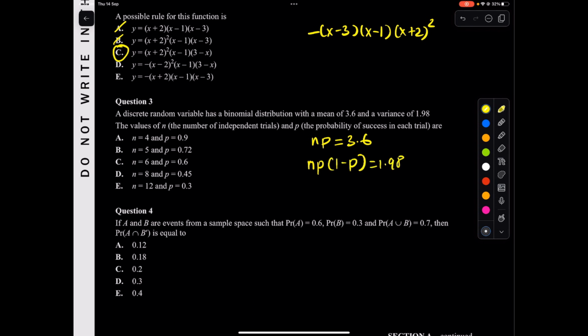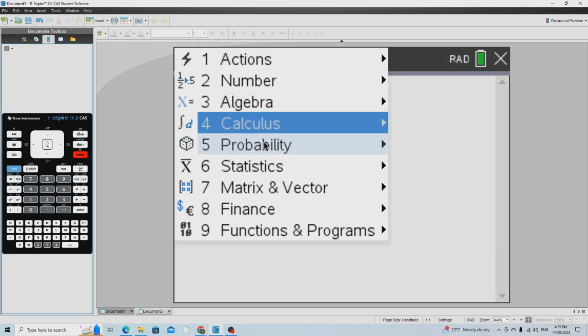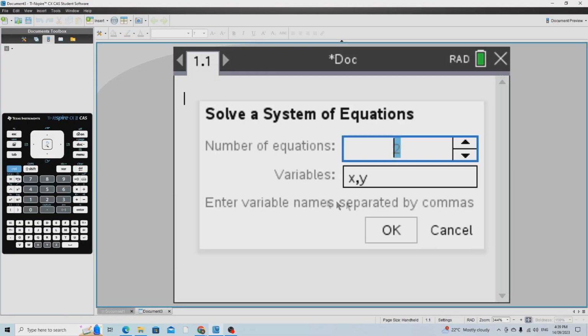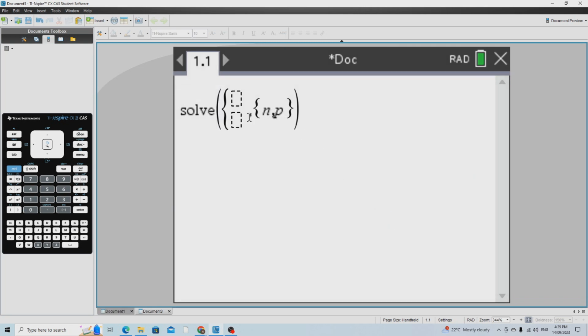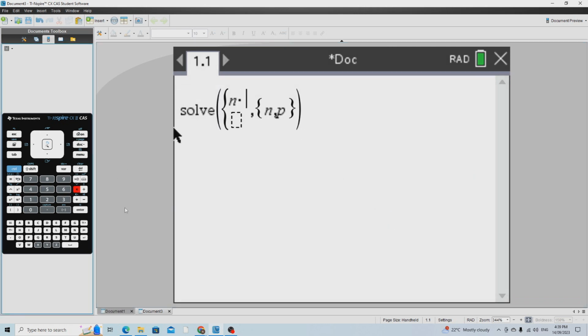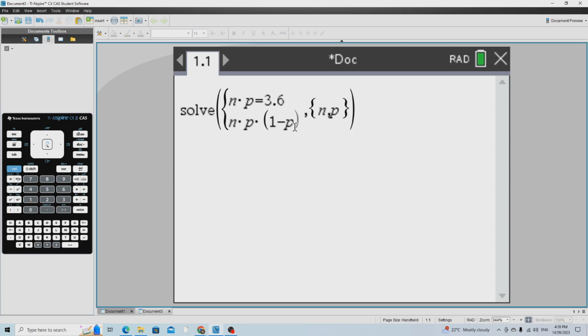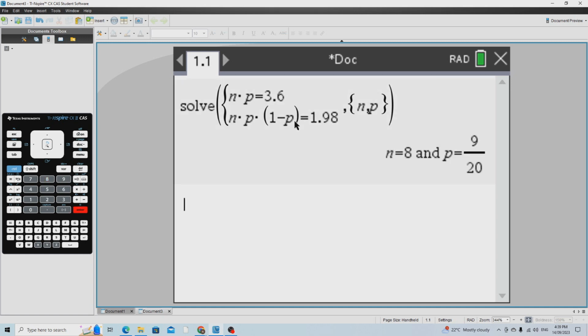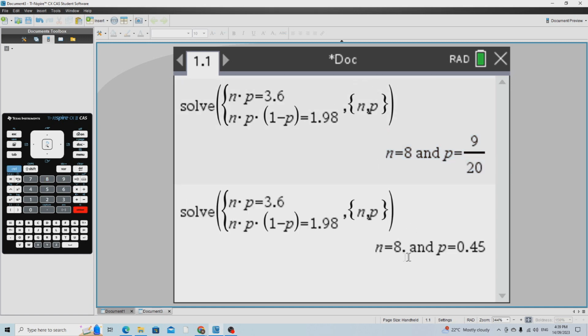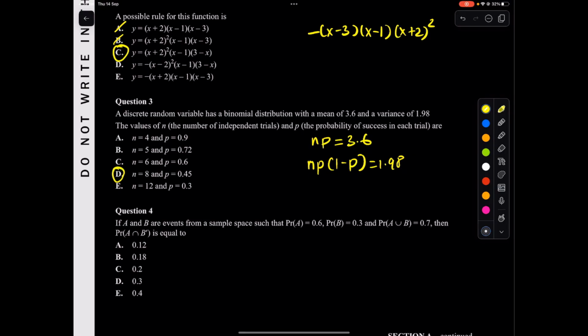So I'm just going to use my calculator and solve this. So menu, go to algebra, solve systems of equations, for n and p. Yep. All right. So we have n times p is equal to 3.6, and n times p times 1 minus p is equal to 1.98. Enter, and we get our values here. Very nice. Control enter that, 8 and 0.45. Looks like D is your answer.